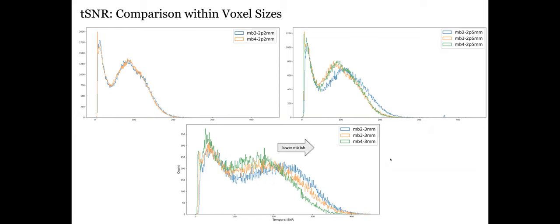There's the square root of n SNR increase with an increased multiband factor. There's the slight decrease in SNR with a lower TR length. And so our conclusion is that further work needs to be done to get a better understanding of what the relationship is between temporal SNR and multiband factor when voxel size is held constant.